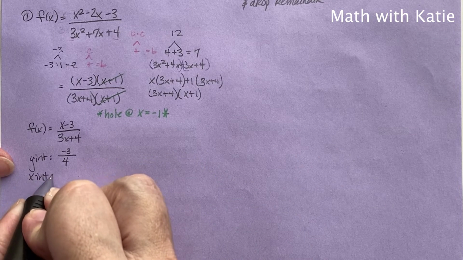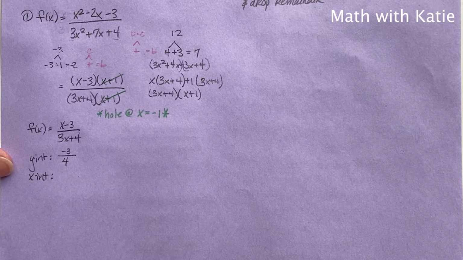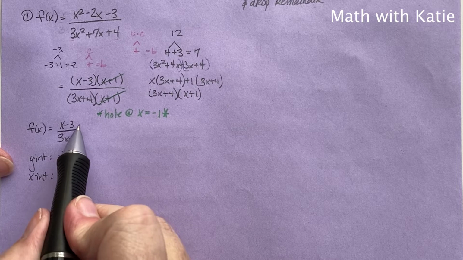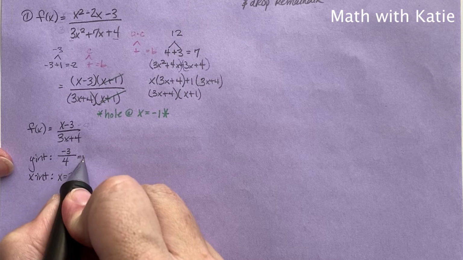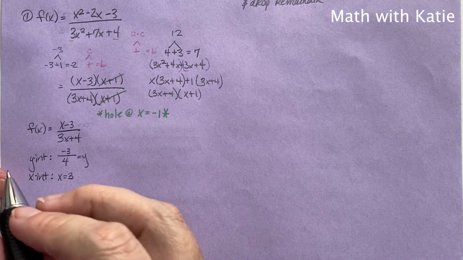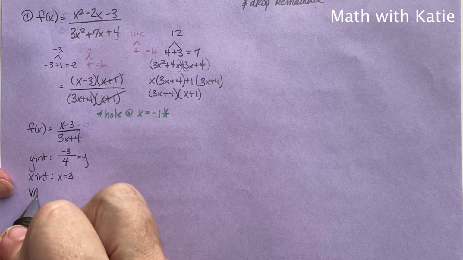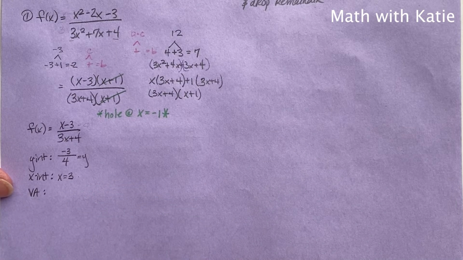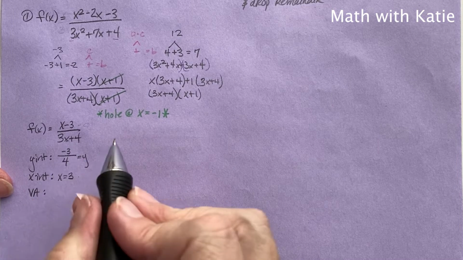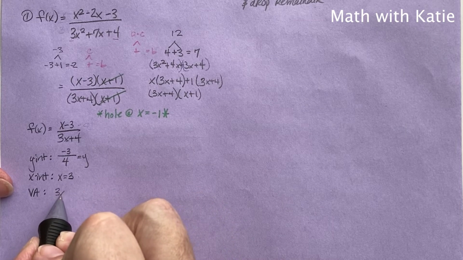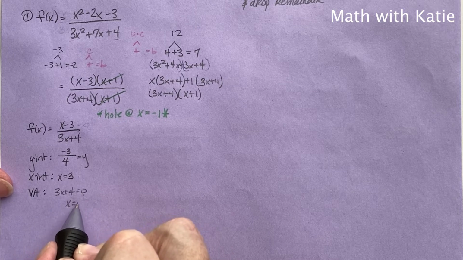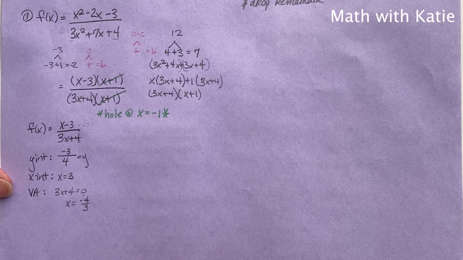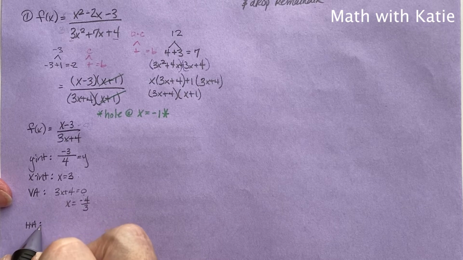X-intercept. You set the numerator equal to 0 and solve for x. So equal to 0, move that 3 over, so x equals 3. All right, so the next thing we find is our vertical asymptote. And to do that, we look for the zeros of the denominator. So set the denominator equal to 0. Move the 4 over and divide by the 3. Negative 4/3.